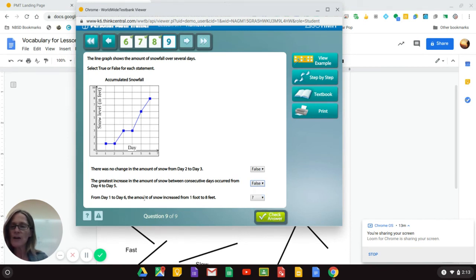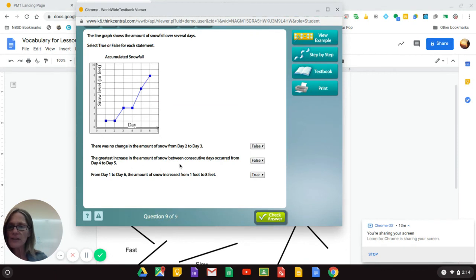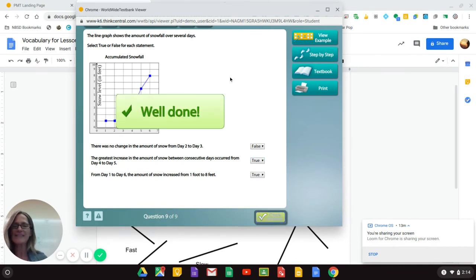It's not as steep. From day 1 to 6, the amount of snow increased from 1 foot, there's the 1 foot, up to 8 feet. That is absolutely true. Nice job, you guys. Let's check the answer. Oops. Did I click something wrong? I must have. Oh, days 4 and 5. You guys, I was looking at the chart wrong. That is true. I am really sorry about that. Let's check again. Nice. Excellent job.